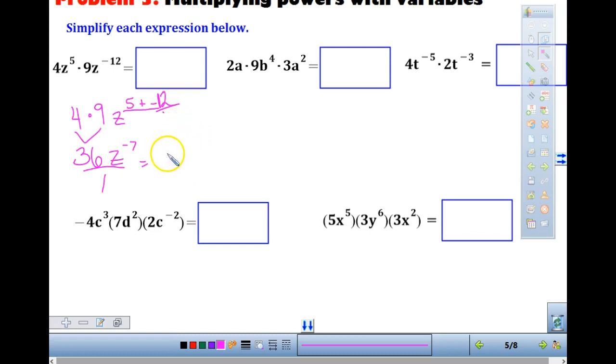So in this one, Chastity, as we finish the problem, we're going to look at what? Okay. Some of you are leaving your answers 37z to the negative 7, which would be wrong. What do we need to do? One more, a little louder. Put the numerator on the denominator. Okay, so put 36 down here. 36 and z to the 7. Yeah. And a 1 up here. Everyone in agreement?